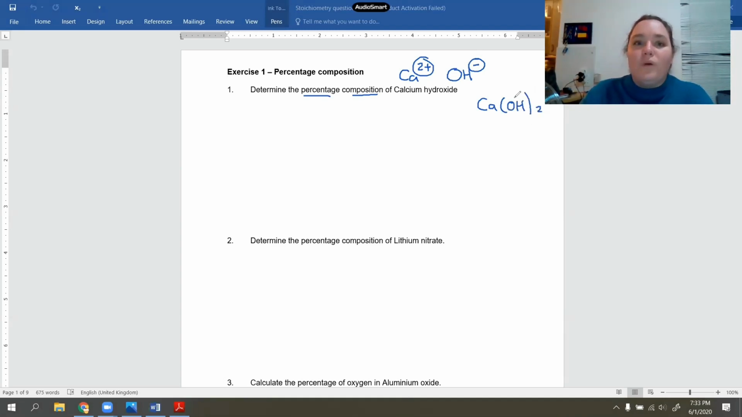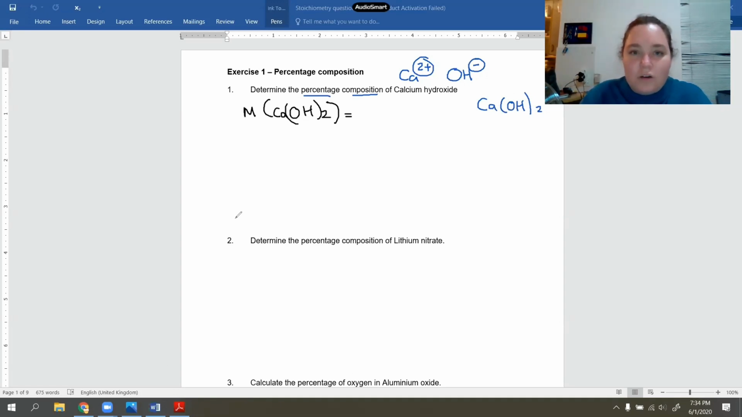Okay. Now, with this formula here, whenever we do a percentage composition, we always start off by working out the molecular or molar mass. The molar mass of calcium hydroxide, we're going to get by looking at, so that capital M is my molar mass. There's the formula of it. We're going to add together the molar masses of calcium, oxygen, and hydrogen.